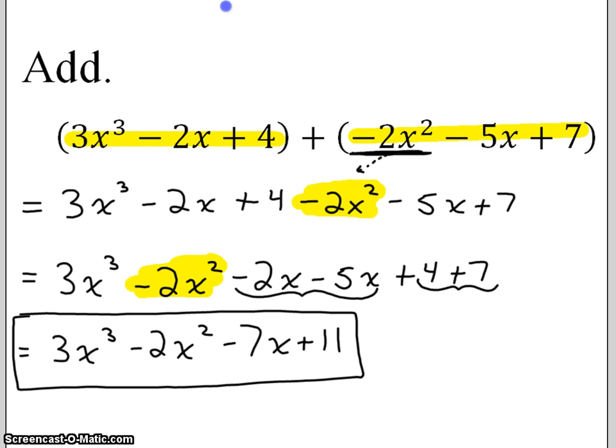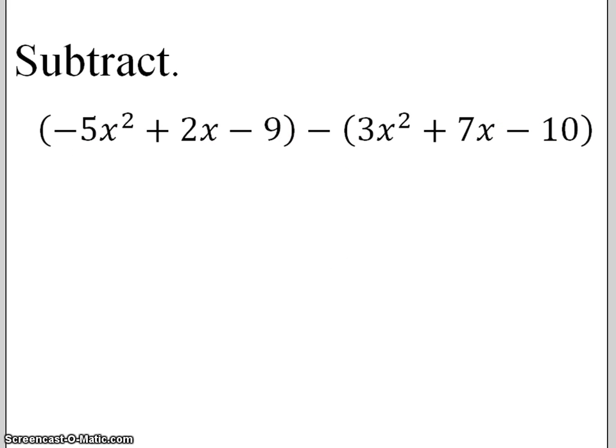Okay, let's look at a subtraction problem now. So this says subtract. Okay, now, you can think of this two different ways. This minus sign, and the way I like to think about it, is we're actually distributing that minus sign. Which means that every term in the second polynomial changes signs when you bring it down.